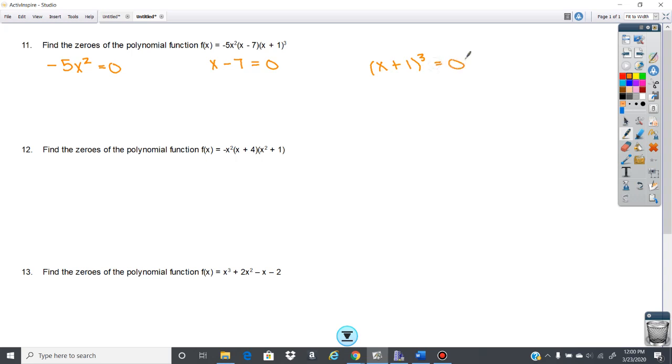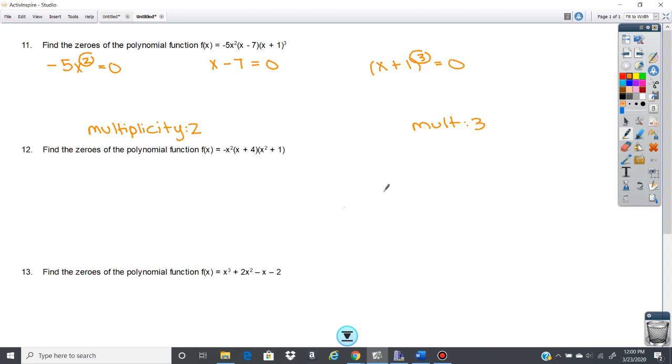Next thing I want to do is note the multiplicity. So are there any exponents on my x's? Yes, right here and right here. So this 0 is going to have a multiplicity of 2, and this 0 is going to have a multiplicity of 3. I'm just going to go mult for short.